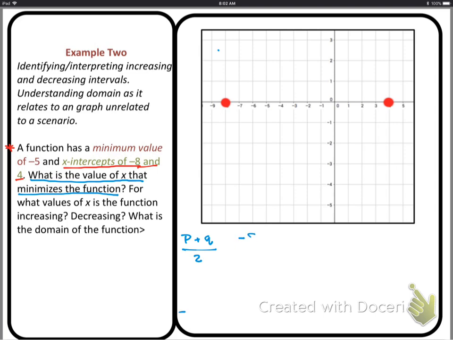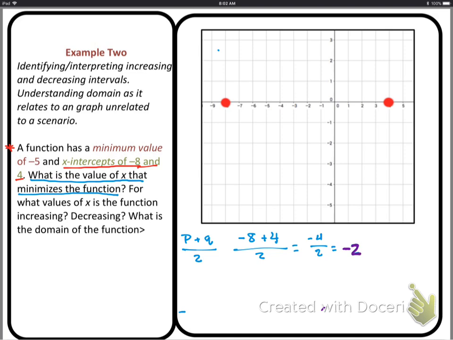So our p is -8 plus 4 divided by 2. That simplifies all the way down to -4 divided by 2, which is -2. So the x value of our vertex is -2.